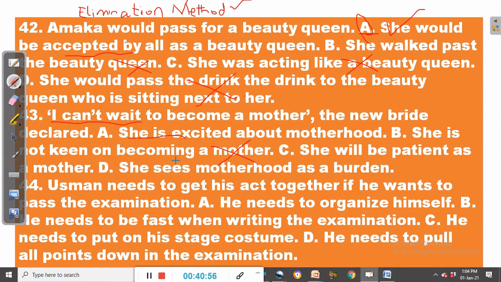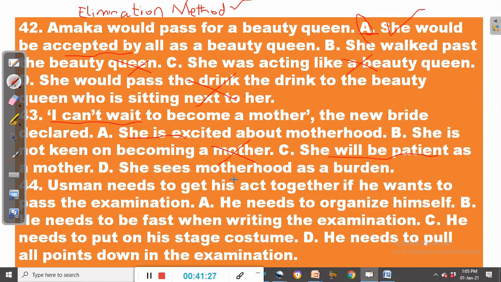You want to get to that position. So that eliminates option B. Then option C, she will be patient as a mother. No, that's really not. When you can't wait, it also shows that you are not patient about something. If you are patient about something, then you can wait. But something you can't wait for, you are already losing patience. So that nullifies option C.